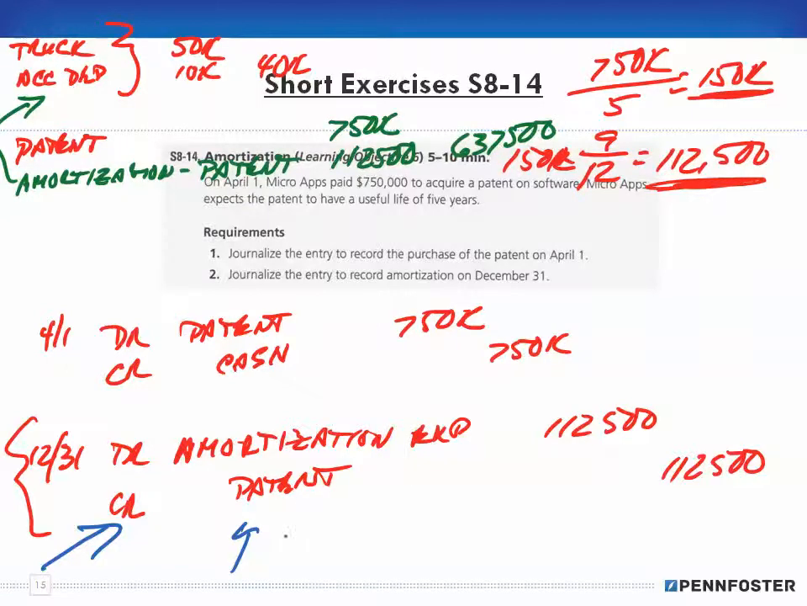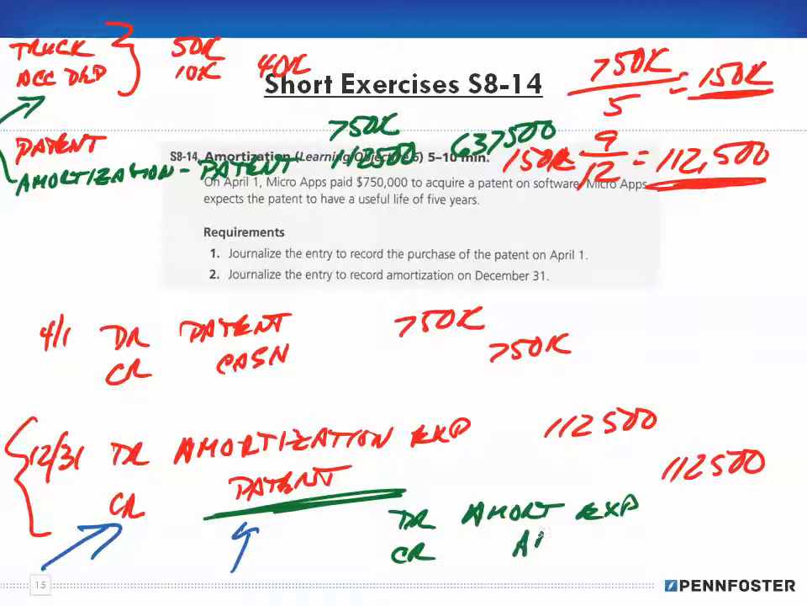So again, I'm disagreeing with the solution in that I would not have credited patent. My journal entry would look like this: a debit to amortization expense, and I would have a credit to amortization patent.